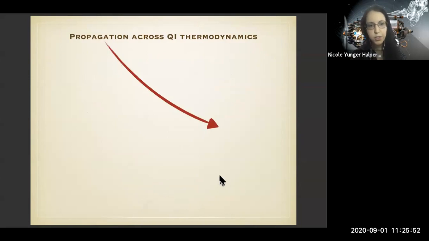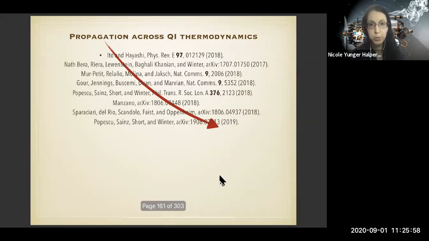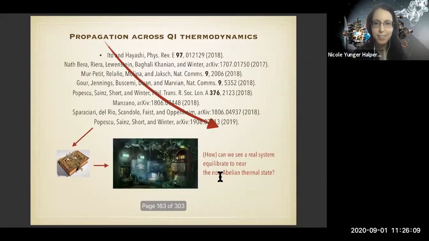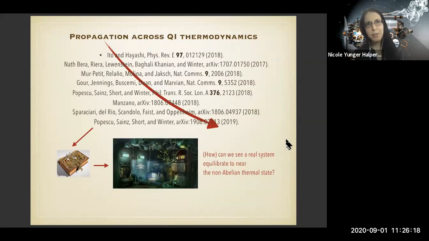After that, this notion of non-commuting conserved charges started propagating through quantum information theoretic thermodynamics, which has been a lot of fun to see. Even though I love doing abstract theory, I ended up a little bit frustrated because it's very abstract. And I wanted to know, we're talking about these systems that exchange non-commuting conserved charges. Do any such systems exist? Or can we build such systems? How would we see this equilibration? What would we have to do? How would we have to engineer the system? How would we have to prepare it? How could we observe it?